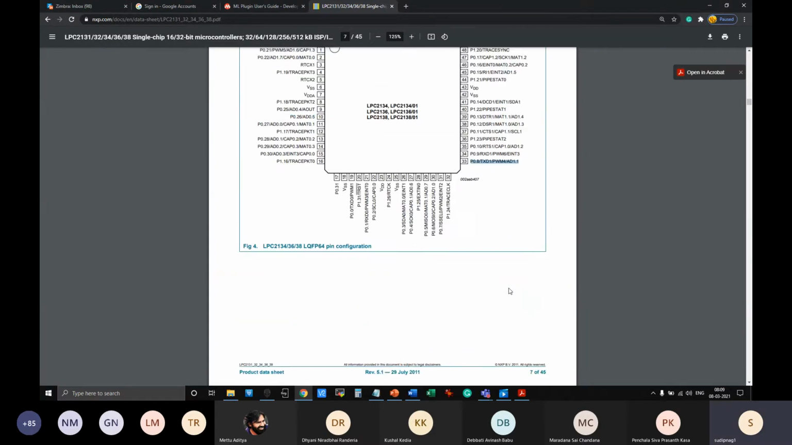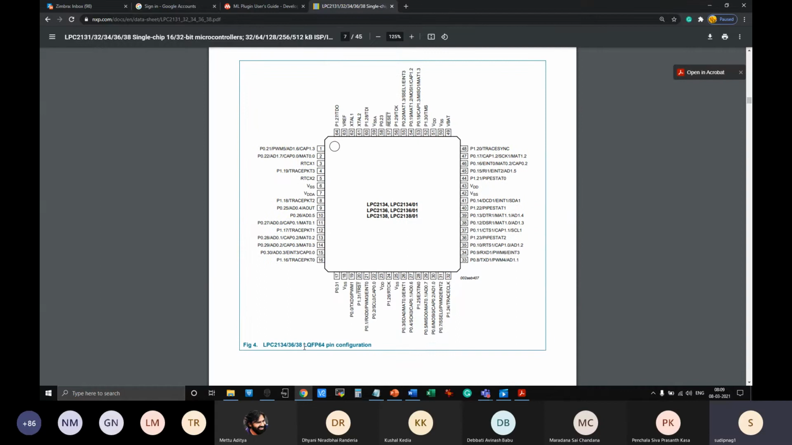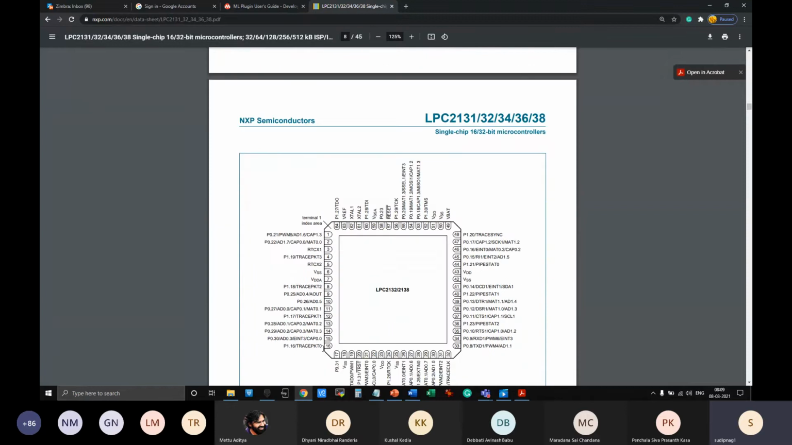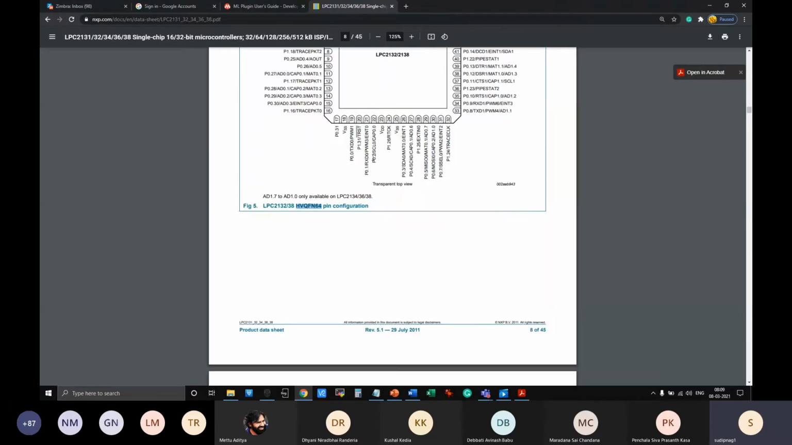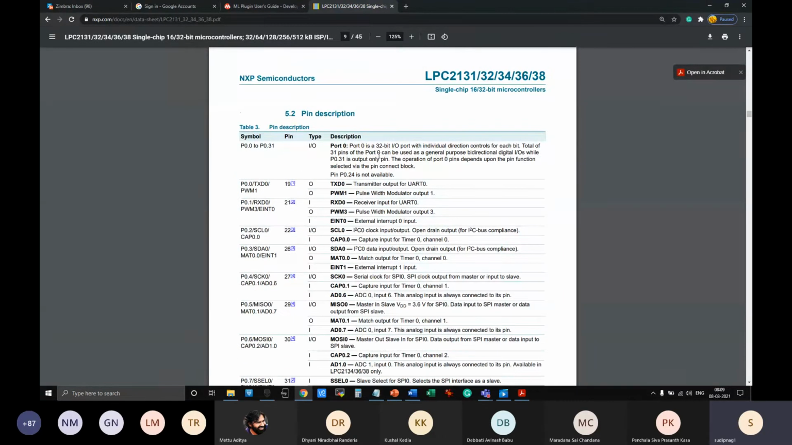The previous one represents the low profile quad flat pack 64, LQFP64. This is one of the surface mount packages available for this ARM microcontroller. The other package option, as we discussed, is the high voltage quad flat no lead 64 pin package. This is an even smaller package, just 9 mm by 9 mm, whereas the previous one was 12 mm by 12 mm, including the pins. So you can go through this datasheet in detail.